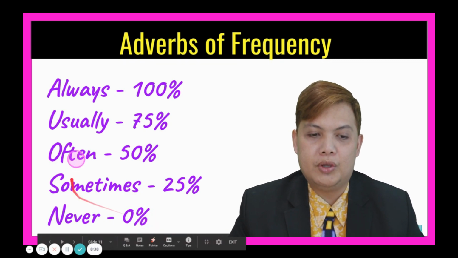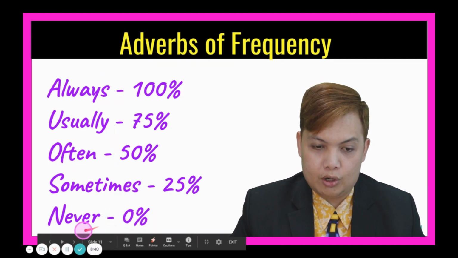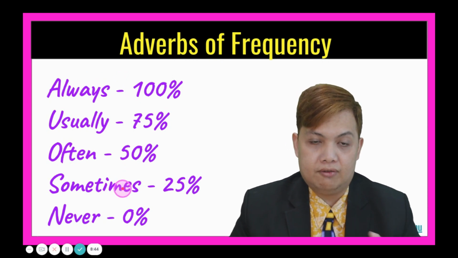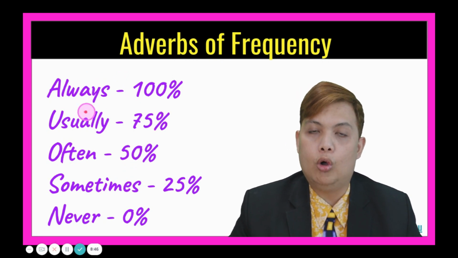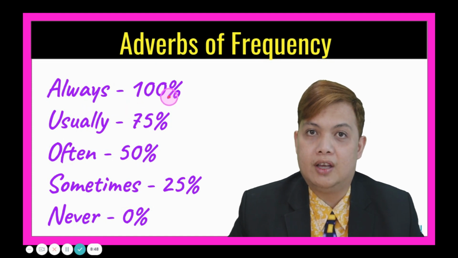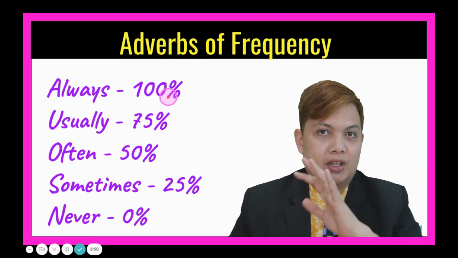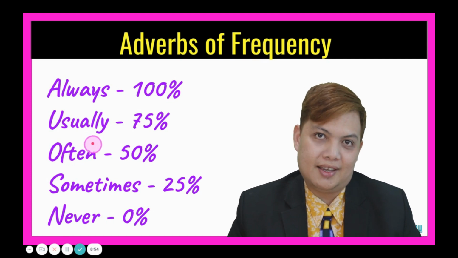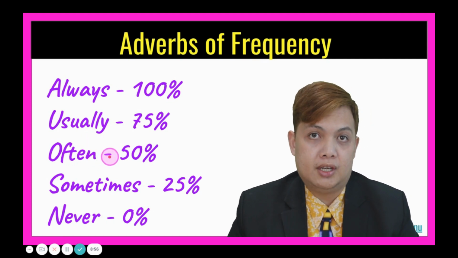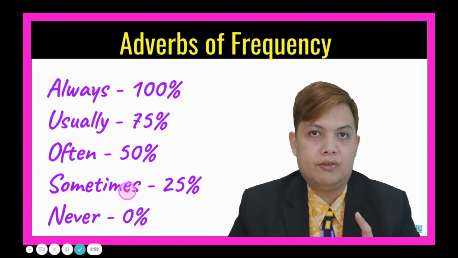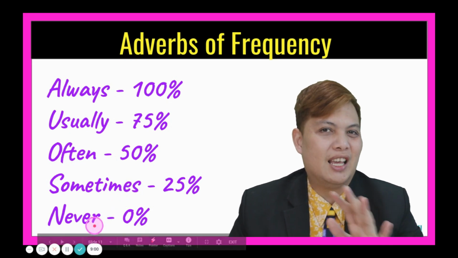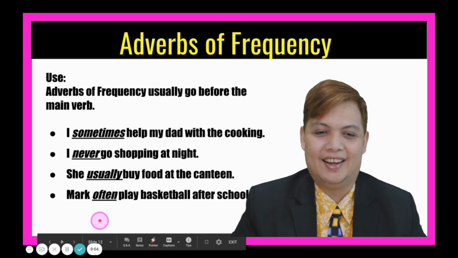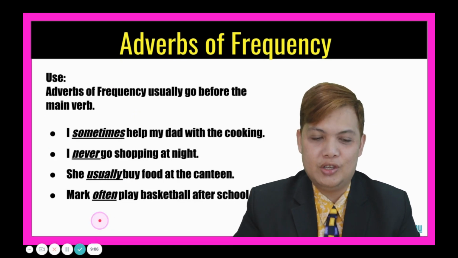In our book, we have 5 examples of basic adverbs of frequency, the indefinite adverbs of frequency. Now, we have always, which is equivalent to 100% of the time. You do it all the time. Usually is 75% of the time, often is 50%, and sometimes is 25% of the time, and never is like never, zero. Alright, let's take a look at another use.